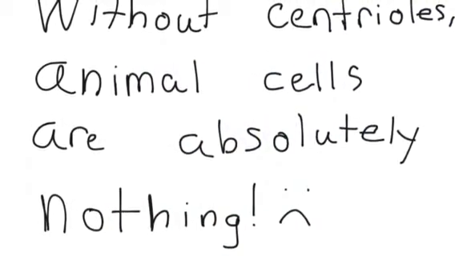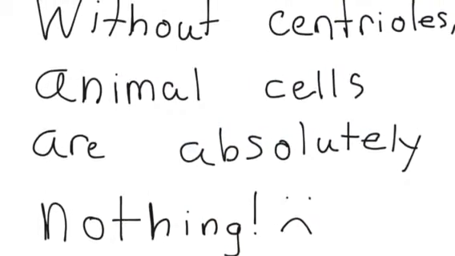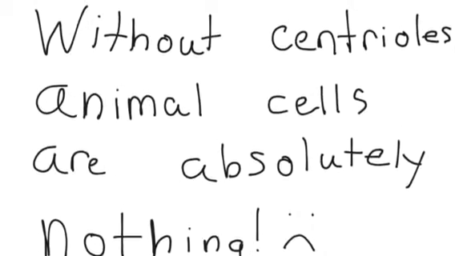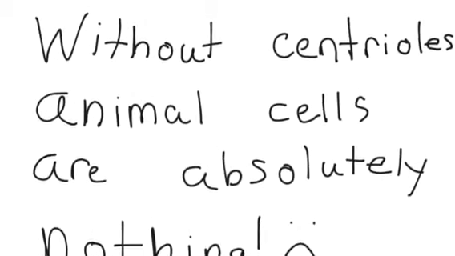If an animal cell didn't produce centrioles, the chromosomes wouldn't be able to consistently sort correctly. The DNA would be divided unevenly, and the 2 daughter cells would not be identical.